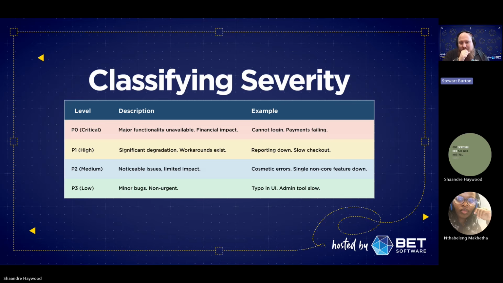So after each action, you need to then watch the metrics. So are the error rates falling? Is the latency improving? Is resource utilization normalizing? If not, then revisit the hypothesis and then try the next option.